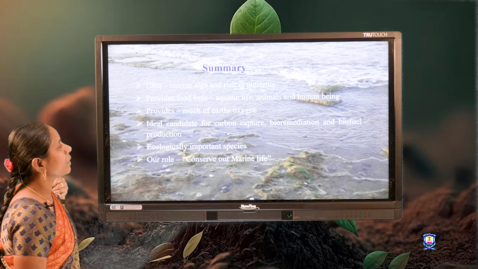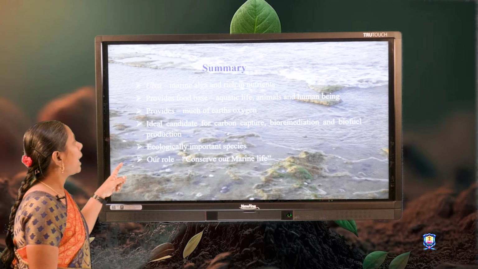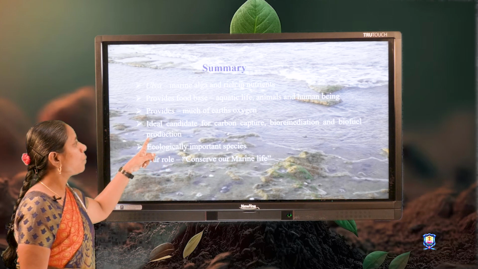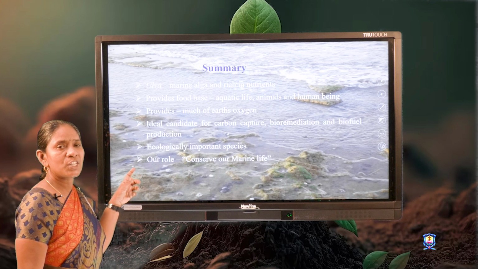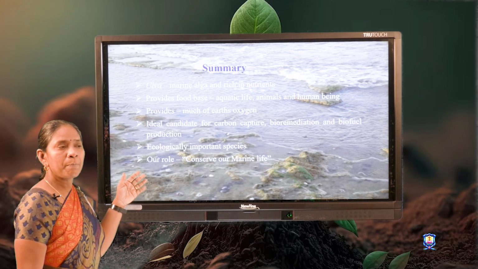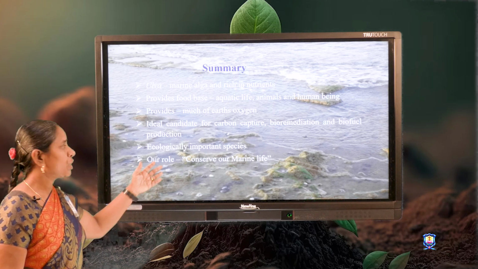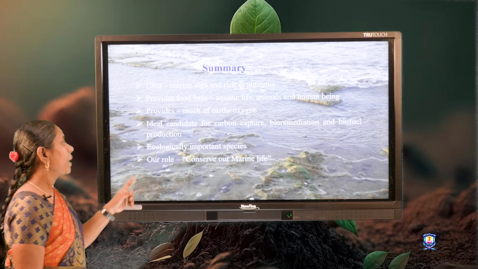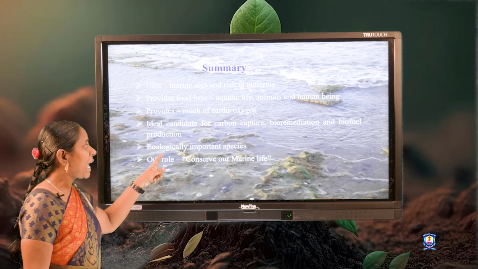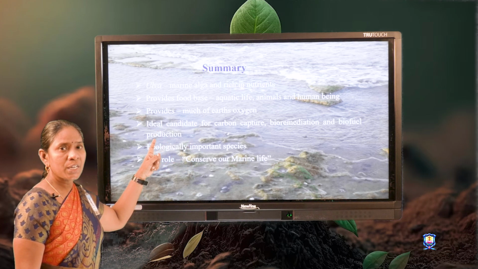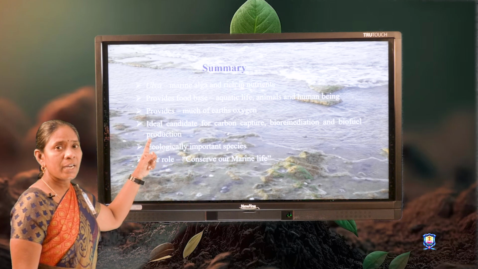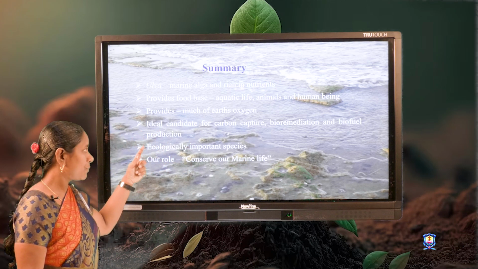It is used for bioremediation, and it is used for biodiesel production. This is mainly due to the cells which consist of lipids, and that lipid extract is used for the preparation of biofuels. And Ulva thallus is an economically important species because of its higher nutrients, and it is also used in various fields.